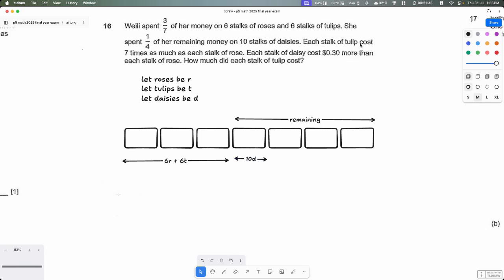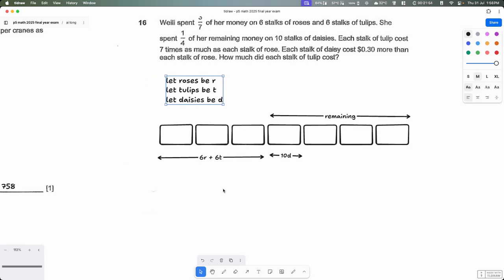Each stalk of tulips costs 7 times as much as each stalk of roses, right? So one tulip costs 7 times. Let's say one tulip is equal to 7 units, and one stalk of roses, 1R, is equal to 1 unit. That's what you see over here.